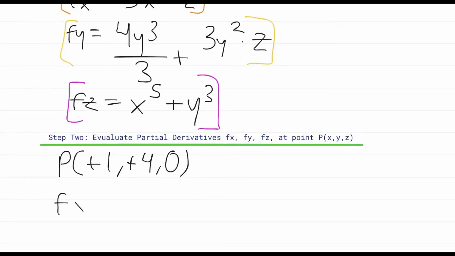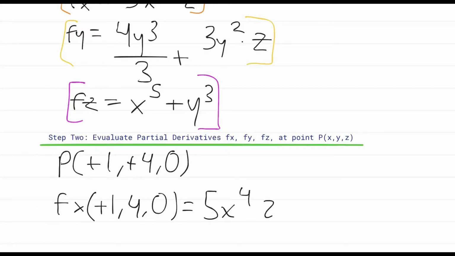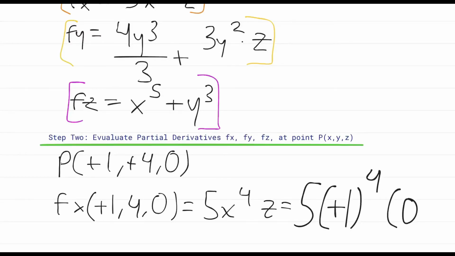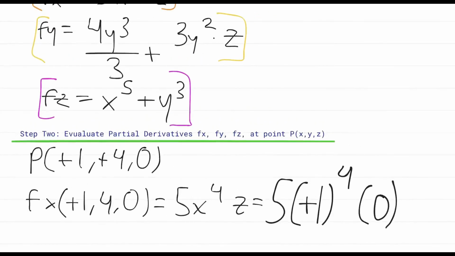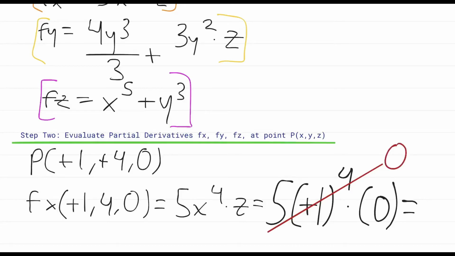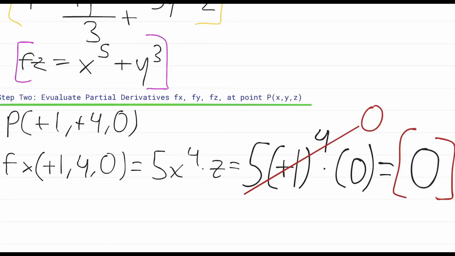So all we're literally going to do now is just plug it in. So partial x, it was equal to 5x to the 4th power times z. And here let me rewrite this, partial x evaluated at these points would give us 5x to the 4th times z, and this is equal to 5 times plus 1 to the 4th power times 0, because for z, we plug in 0. And what we know will happen is that all this will zero out because of the 0, so our partial x evaluated will actually just be 0.